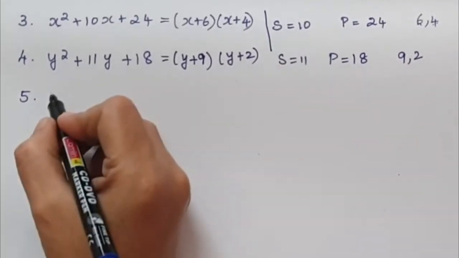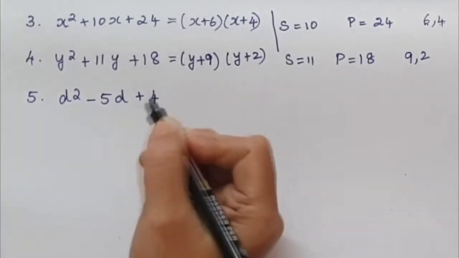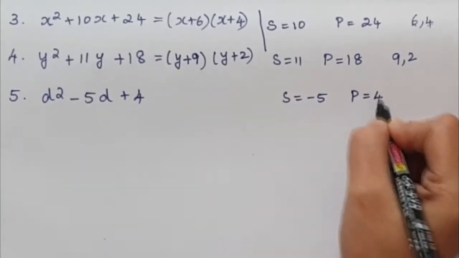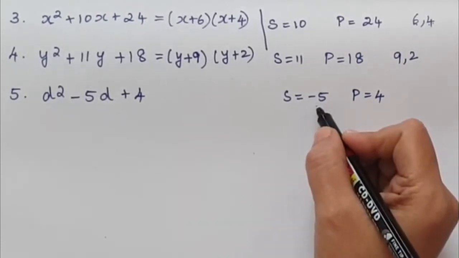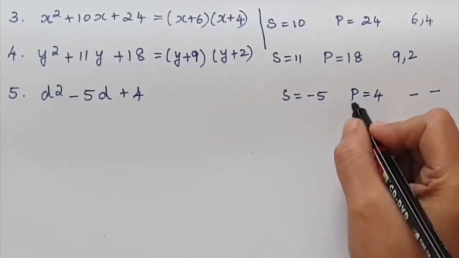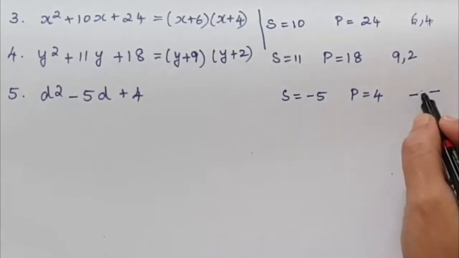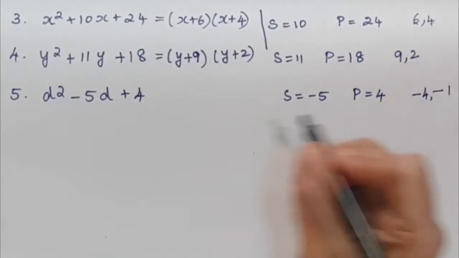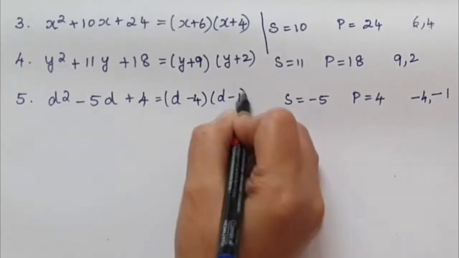Then the fifth one, d square minus 5d plus 4. So now our sum has to be minus 5 and the product has to be 4. So that means product is a positive number and the sum is a negative number. That means you need to have two numbers which are negative. Then only when you multiply two negative numbers, you'll get a positive number. And when you add them, you get a negative number. So when you multiply, that is minus 4 and minus 1. When you multiply them, it is 4. When you add them, it is minus 5. So it will be d minus 4 into d minus 1.